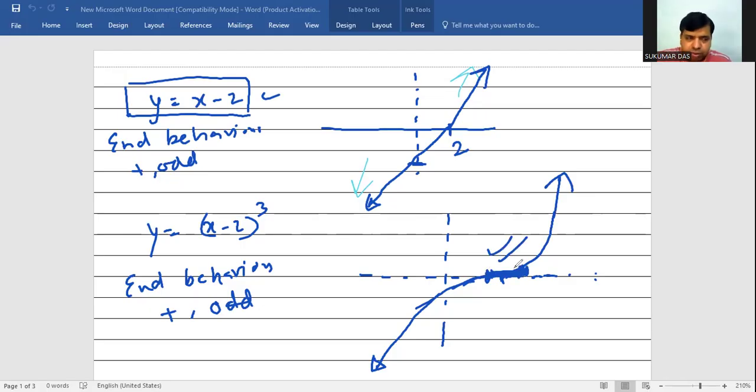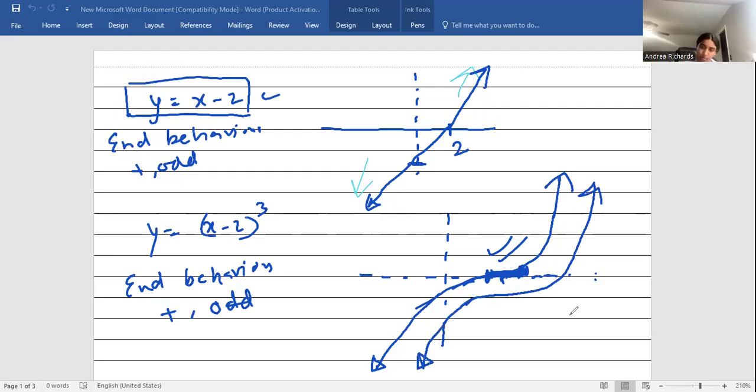The point of cross, that point of intersection, will become a flat region of intersection. If it is x minus 2 to the power 5, it will become still flatter, like this.